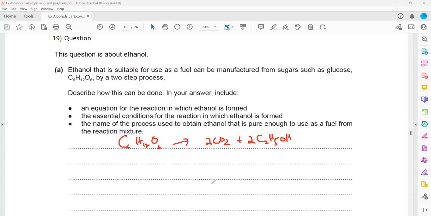The essential conditions, as we discussed earlier, for anaerobic respiration are yeast and no oxygen, anaerobic conditions, and aqueous glucose should be there, a sugar solution. And then how to separate? If we want, we use fractional distillation. An airlock with water is used, so that water-borne bacteria do not enter.